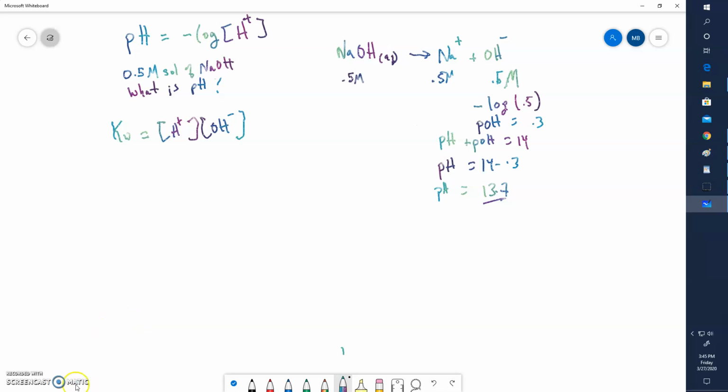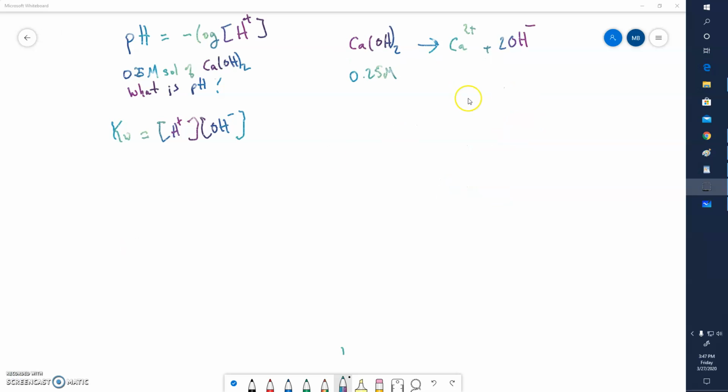There's one more little complication I want to get to here. What if I have an alkaline earth metal? They are 2+ cations, and that'll end up giving me 2 hydroxides as a product. So I don't have that 1-to-1 ratio anymore.